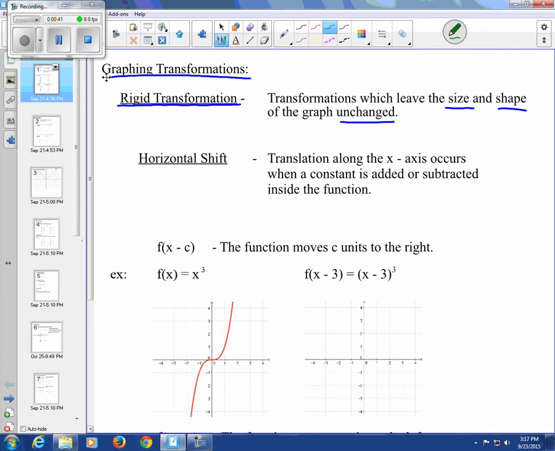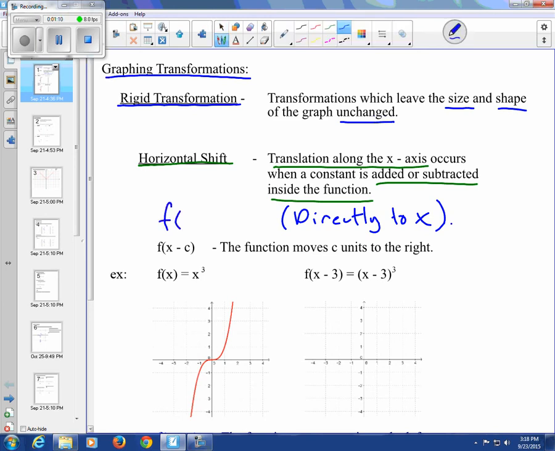All right, so the first rigid transformation we're going to look at is a horizontal shift. We're going to say a horizontal shift is a translation along the x-axis that occurs when a constant is added or subtracted inside the function. When we talk about adding or subtracting inside the function, really we're talking about adding or subtracting directly to x.